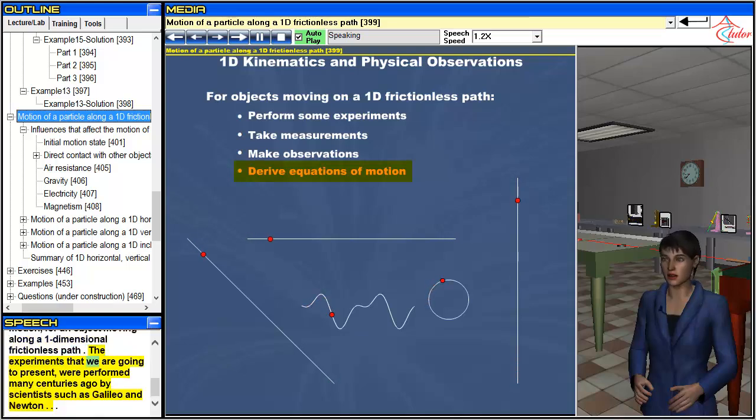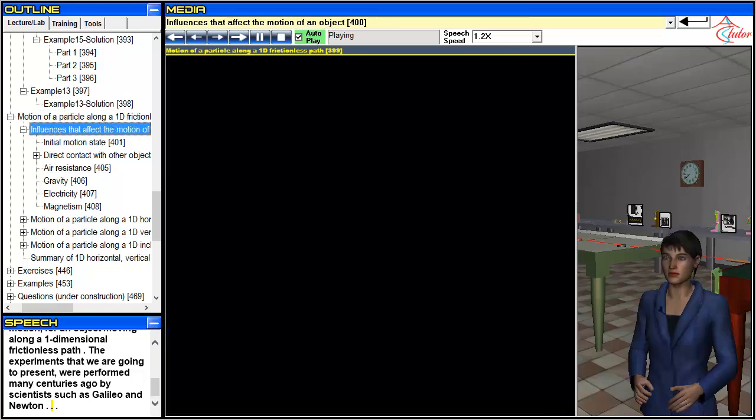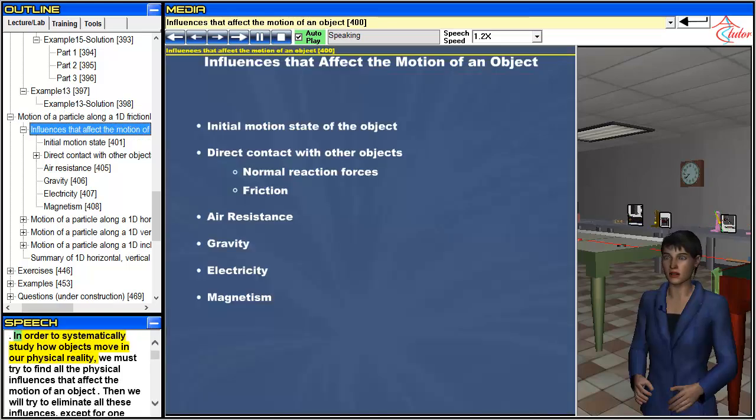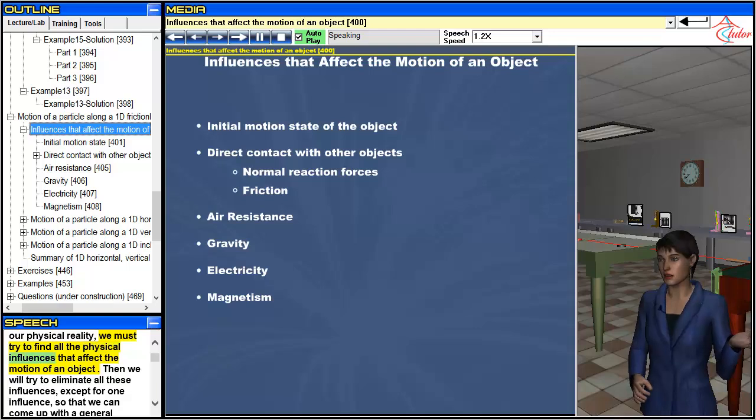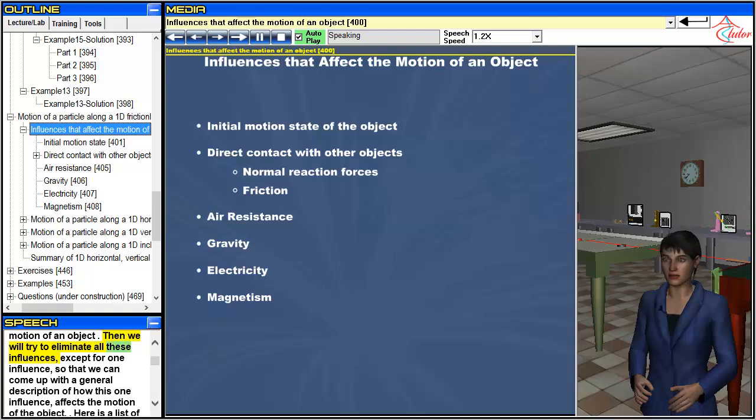The experiments that we are going to present were performed many centuries ago by scientists such as Galileo and Newton. In order to systematically study how objects move in our physical reality, we must try to find all the physical influences that affect the motion of an object. Then we will try to eliminate all these influences, except for one influence, so that we can come up with a general description of how this one influence affects the motion of the object.